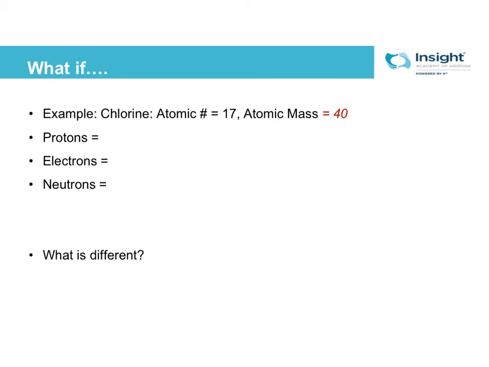So what if you were told this? You had a chlorine atom with an atomic number of 17, but an atomic mass of 40. Recalculate your numbers. Let me know what you get. Hopefully, using the same rules on the last slide, you got 17, 17, and 40 minus 17, which equals 23. All right, so your neutrons are different.